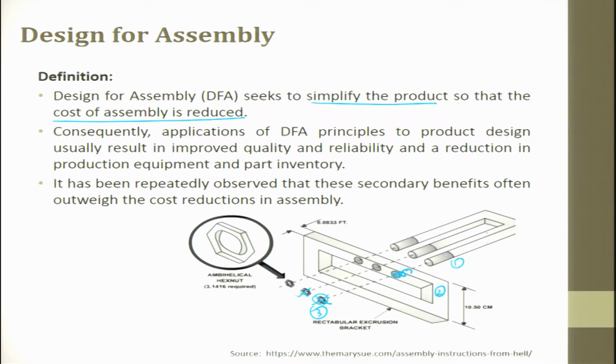Okay. So, we can always think of making a thread along inside the hole and try to fix this part with this part directly rather than using a fastener. Okay. So, when we try to follow design for assembly, it results in improved quality, reliability and a reduction in the production equipment and part inventory. All these things lead to an efficient product.